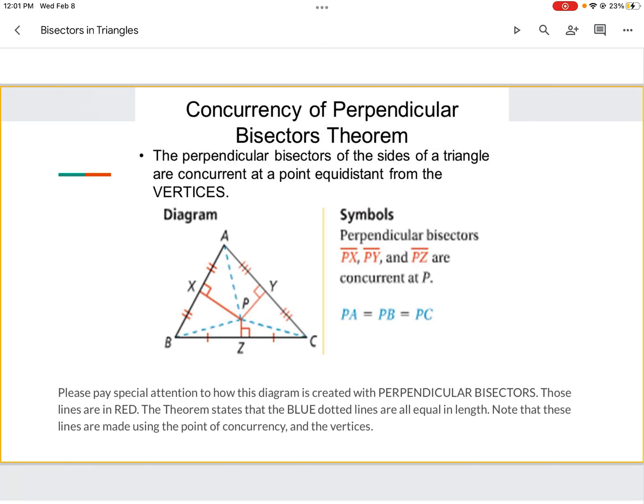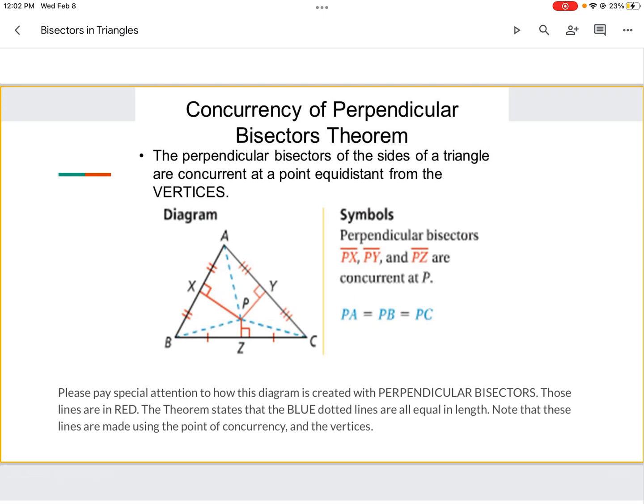Please pay special attention to how this diagram is created with perpendicular bisectors. These perpendicular bisectors are in red. As it says underneath the little symbols category, it's PX, PY, and PZ. Those are perpendicular bisectors. We know they're perpendicular bisectors because they form a 90-degree angle and they split the line in half. For example, if you look at the right side of the triangle, PY cuts AC in half because AY has 3 tick marks and YC has 3 tick marks.